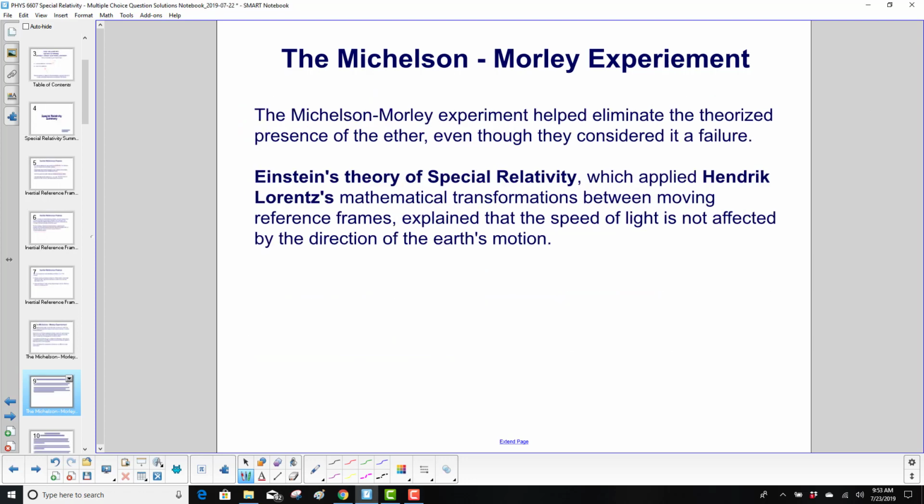However, it was not really a failure. It helped eliminate the theorized presence of the ether. Even though they personally considered it a failure, it really wasn't. Einstein's theory of special relativity, which applied Hendrik Lorentz's mathematical transformations between moving reference frames, explained that the speed of light is not affected by the direction of the Earth's motion.